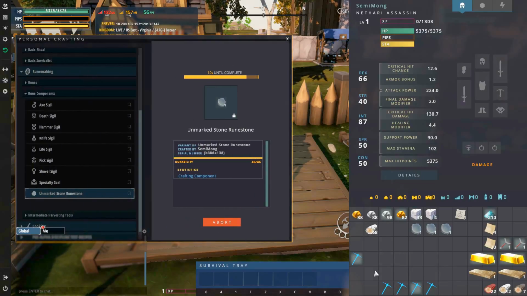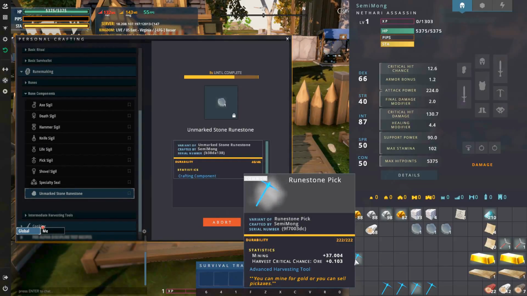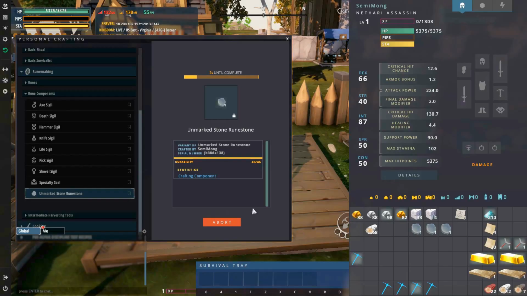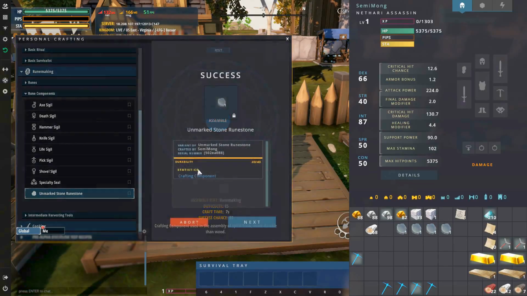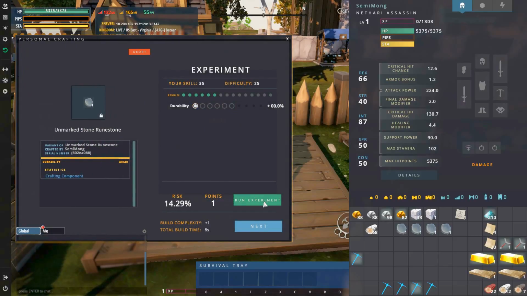And I started off with the pickaxes. I did manage to get myself a plus 37 mining pickaxe. It is a shame it's only got a 0.103 on the harvest critical chance. And then, obviously, I went to stop recording just so I could take a break and craft up a ton of unmarked stone runestones so we could come back and continue on. And then realised I wasn't even recording to begin with.